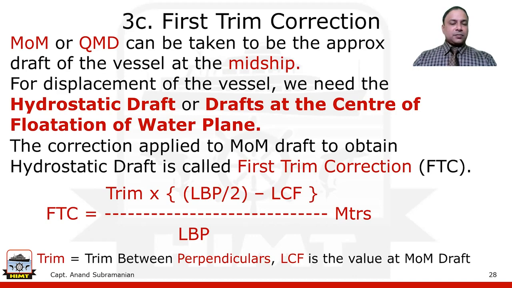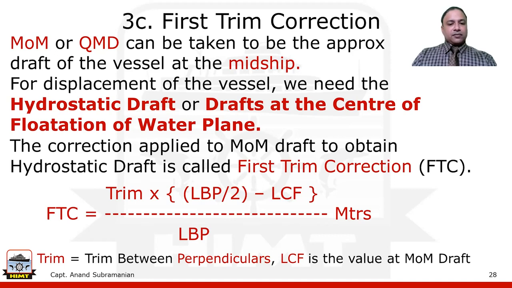The correction which is applied to the mean of mean drafts to obtain the hydrostatic draft is called the first trim correction. And the formula is given out here. The first trim correction is, in the numerator, trim multiplied by half of LBP minus LCF. And in the denominator, we have LBP. This is again length between the perpendiculars, because again, we are going to use all. Even the trim value is also between the perpendiculars.